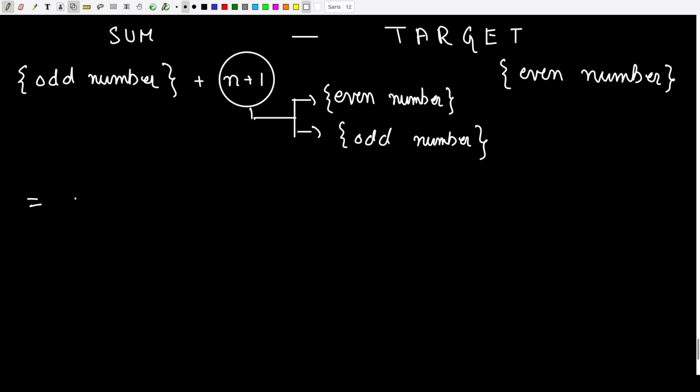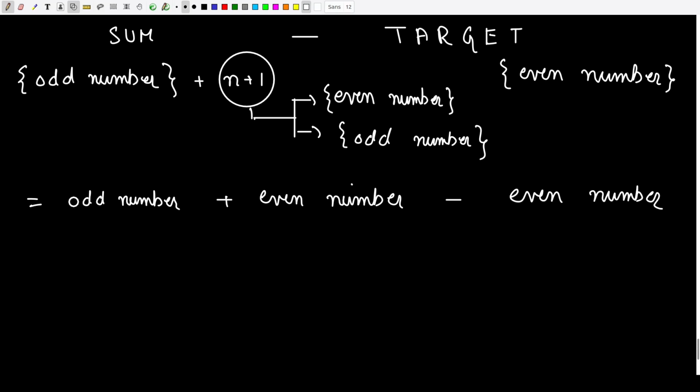So in which case, we have an odd number plus an even number minus an even number. As we know, the difference between two even numbers will be an even number. So this will also give me an even number, and then that even number has to be added to an odd number, which will give me an odd number, but we want it to be an even number, because of which we are going to add n plus 2 as well.